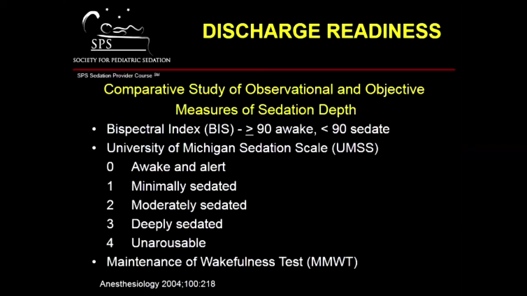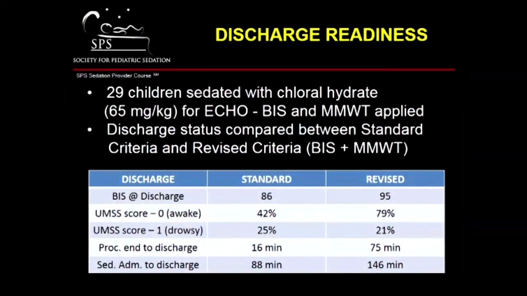29 children were sedated for echocardiography, 27 received chloral hydrate, and 2 received midazolam and diphenhydramine. All had BIS monitoring. The assumption was that a BIS of greater than 90 correlated with awake. When the children met the observational criteria for discharge, the average BIS was 86. By the time they met revised criteria, the average BIS was 95. So the data suggests that patients are closer to baseline when meeting the revised criteria.